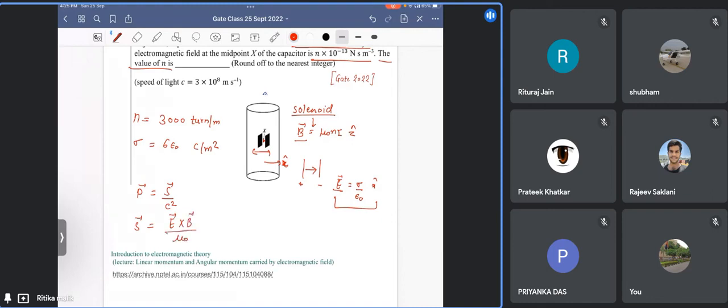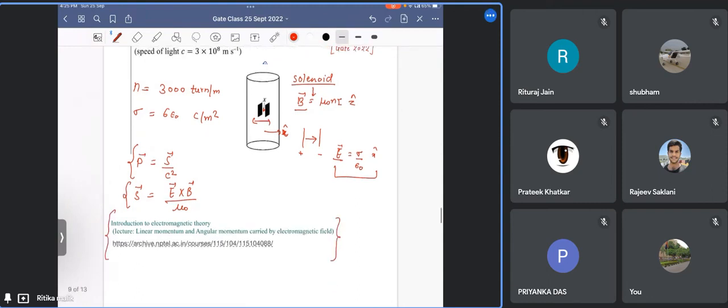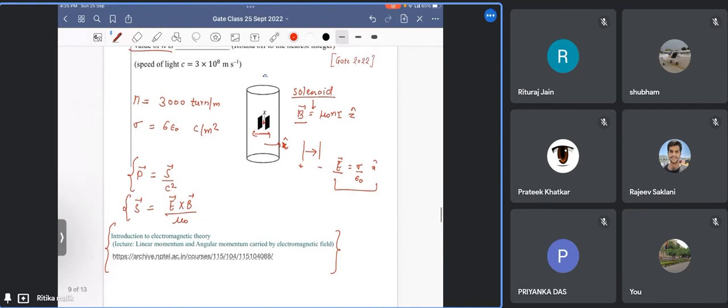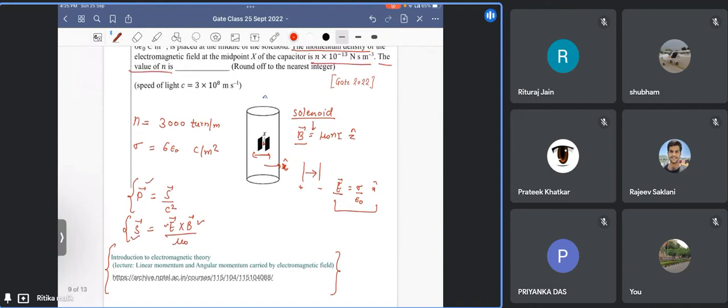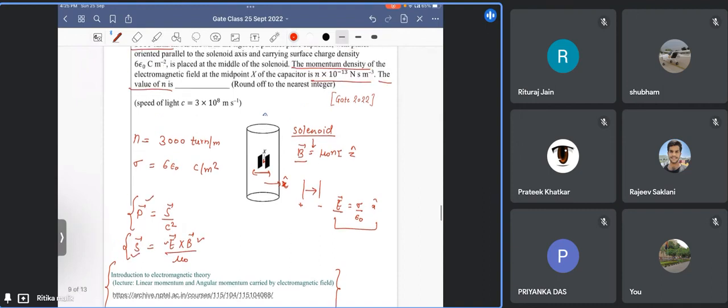If you want to know how this formula of momentum density and Poynting vector is framed, you can go through this NPTEL lecture in which this formula is derived. So basically, it's a formula-based question. We know our electric field and magnetic field. We can calculate the S vector. We put this S vector inside this P, and this P is the momentum density that we have to calculate.